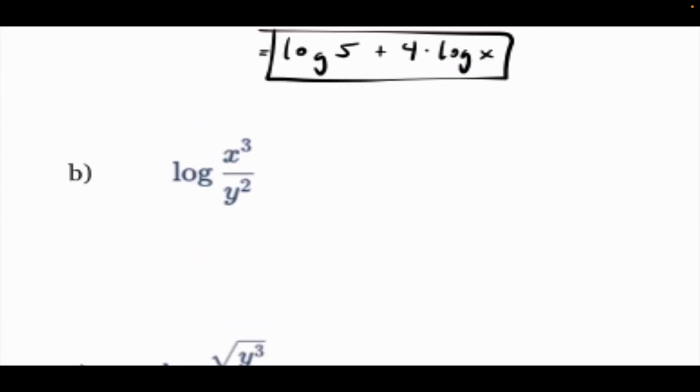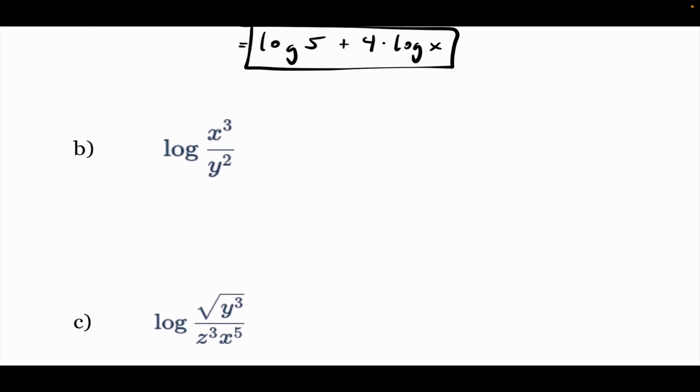Letter B. Well, I got division, and I have powers. So when you're expanding, always start with either product or quotient. Finish with powers. When you're condensing, you're going to go down. When you're expanding, you're going to go up.